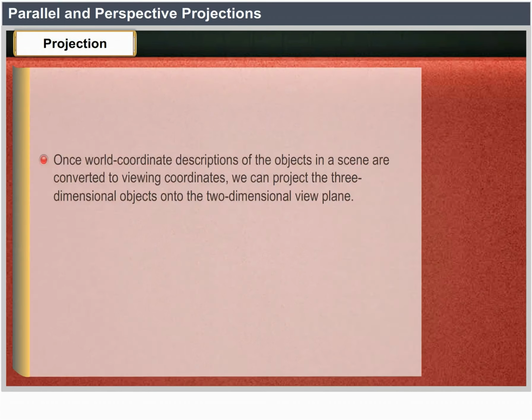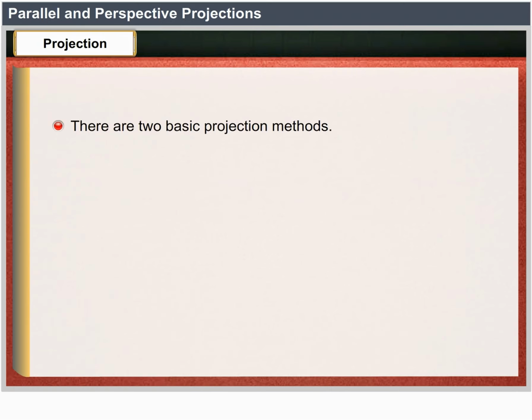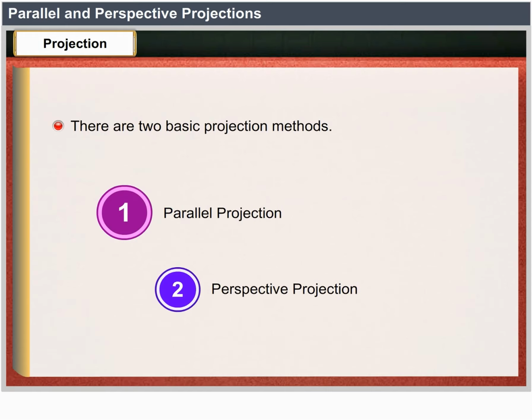Parallel and perspective projections. Projection. Once world coordinate descriptions of the objects in a scene are converted to viewing coordinates, we can project the three-dimensional objects onto the two-dimensional view plane. There are two basic projection methods: parallel projection and perspective projection.